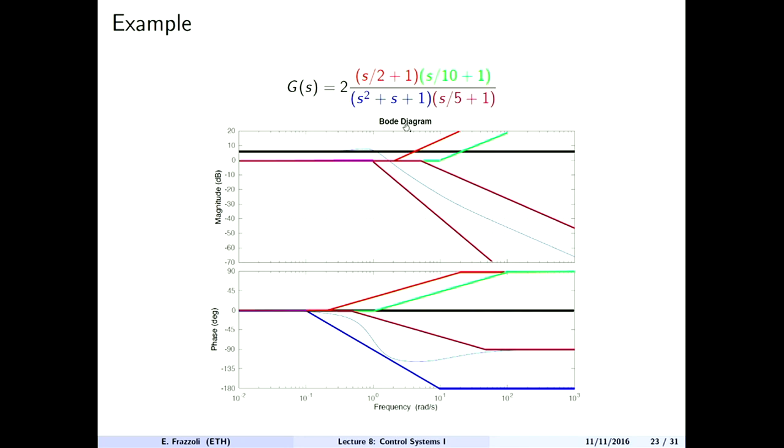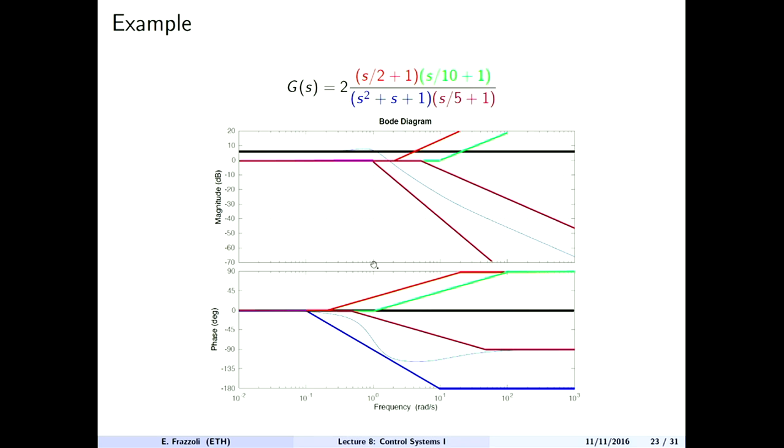If you remember, the magnitude at the numerator is exactly as we showed it, with tau being a positive number. So the magnitude is 0 from low frequencies up to 1 over tau. 1 over tau, in this case, is 2. If you look at the frequency axis, 10 to the 0 means 1, so this is frequency 1 radian per second.